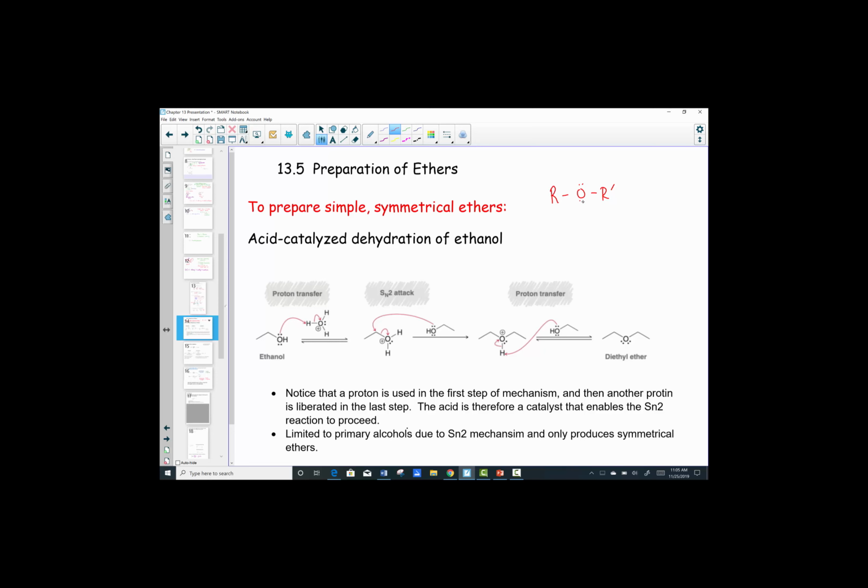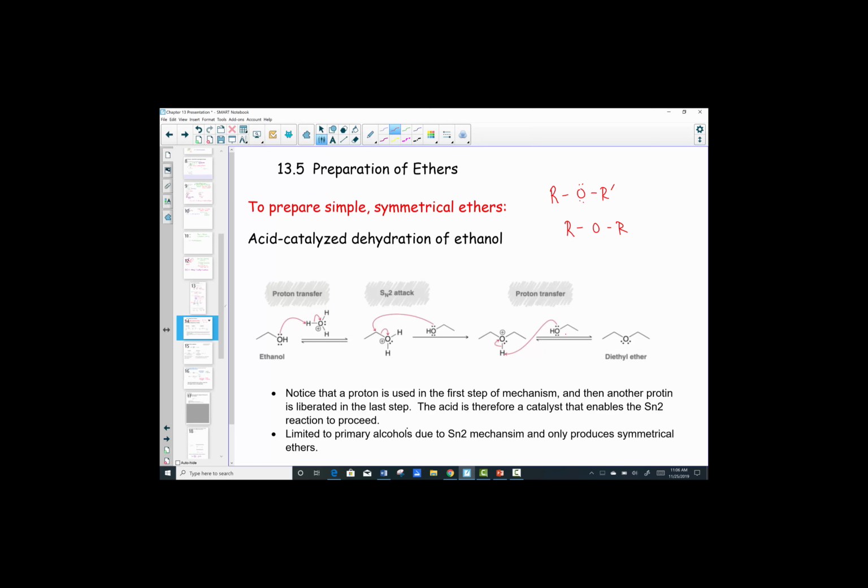How do we go about making an ether? We're going to look at two ways. One of them is much more functional. The first, to prepare simple symmetrical ethers. Symmetrical meaning that the R group is the same on both sides of the oxygen in that backbone of the molecule. And to do so, we can use an acid-catalyzed dehydration of a simple alcohol.